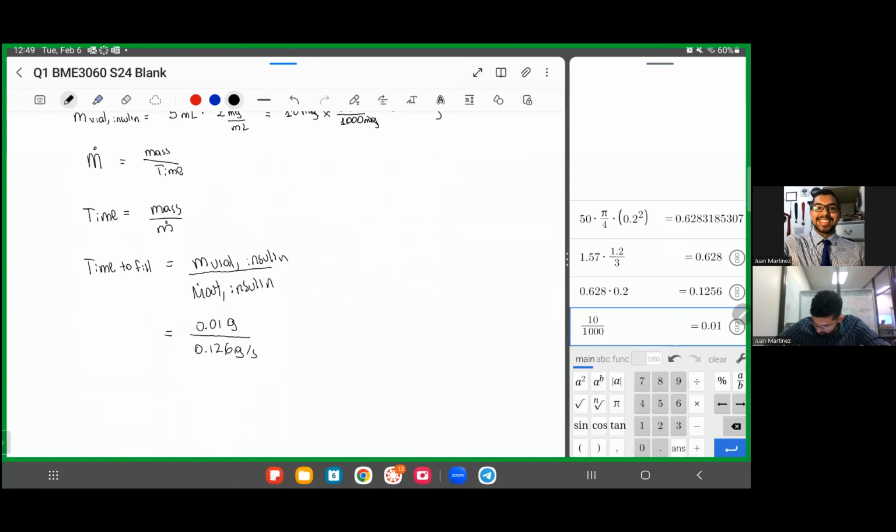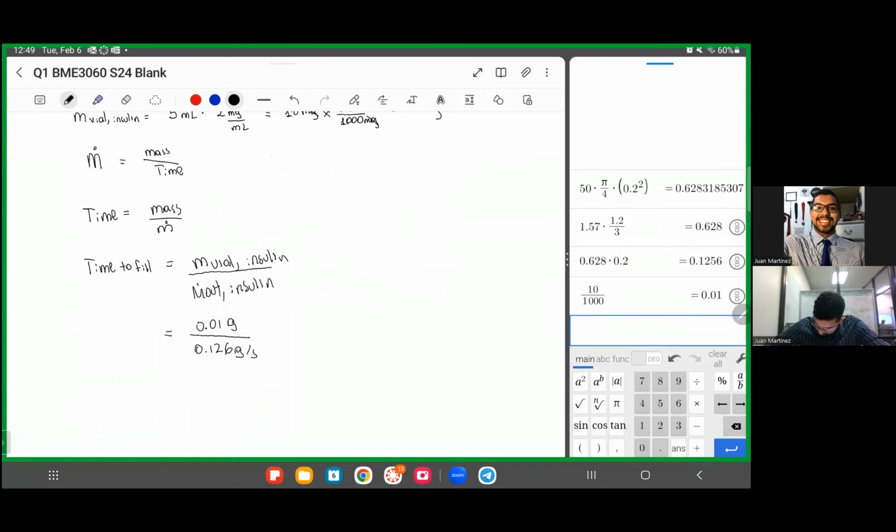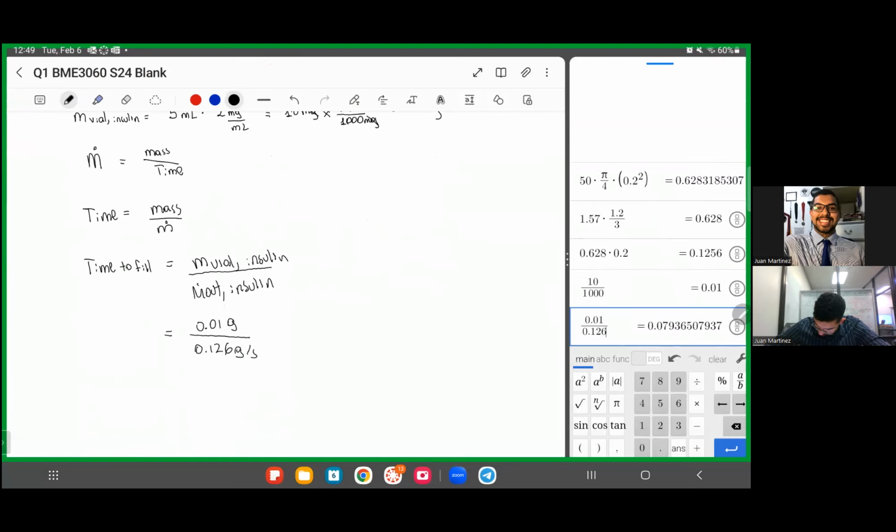Seconds. So let's do that really quick. 0.01 divided by 0.126. Well, it's a tiny, tiny, tiny number. A very tiny number.